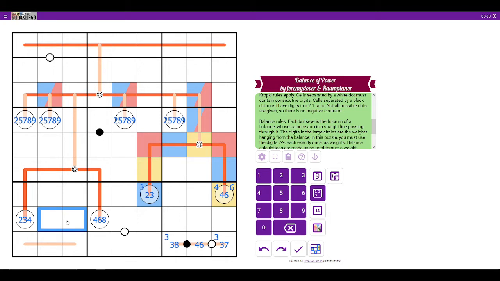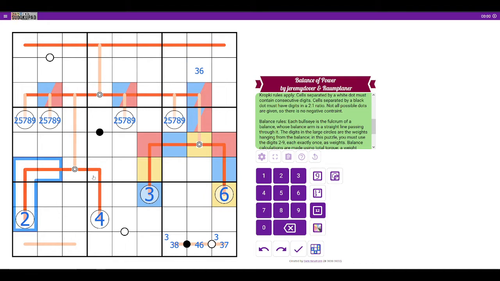Cool. I really do want to try the 2-4 combo here and see if it breaks anything. No matter what, that forces it to be a 3. Whoops. 3-6, that's 9. 9 times 4 is 36. That's just 8. We know that we can have a 2 here. Ah, wait a second.